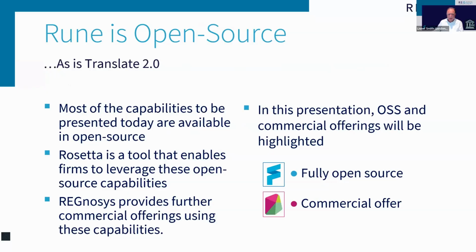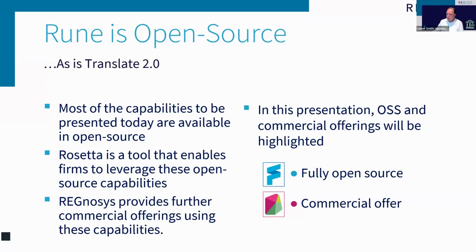And RUNE is what underpins Translate 2. RUNE is open source. Translate 2 is open source. So most of the capabilities that you're going to see today are available as open source. We will also be showing you some added features in Rosetta, and we also have further commercial offerings that use these capabilities. But I hope that we'll illustrate, with a couple of icons here, the FINOS icon will appear on pages when we're talking about features that are completely open source, but I will differentiate also with the Rosetta icon where there is a dependency on our commercial offerings.